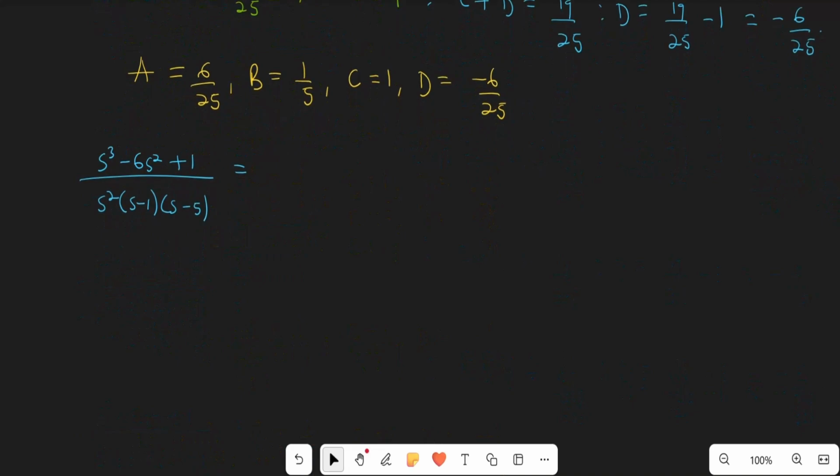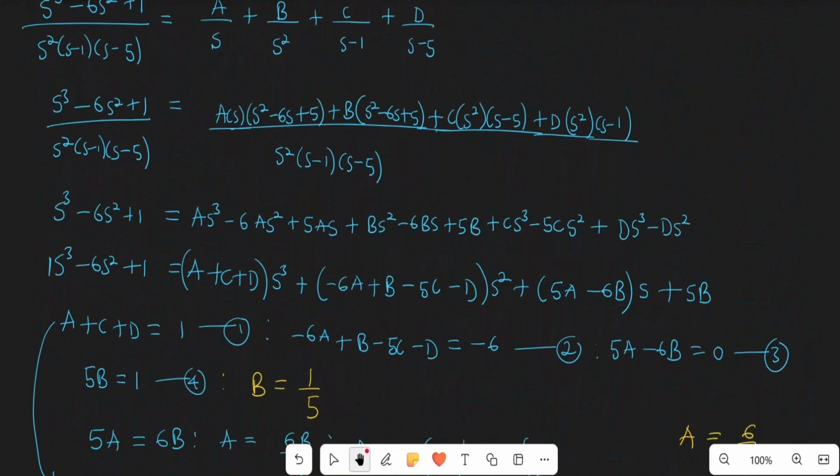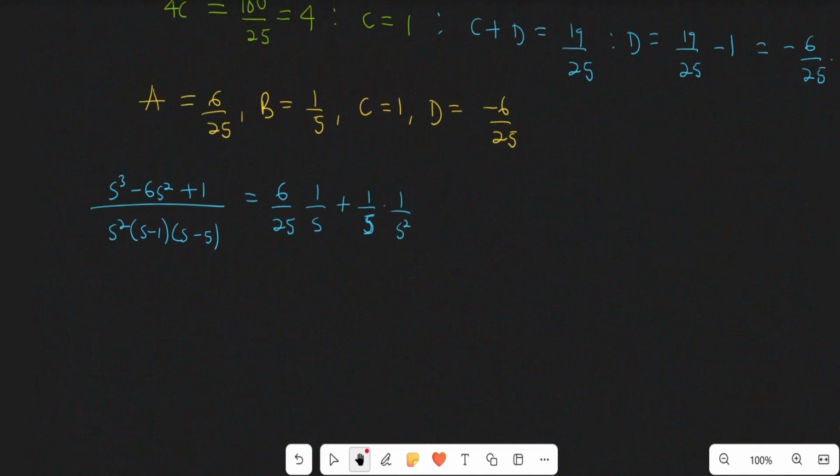So a over s, a is 6 over 25. So 6 over 25 over s, that is the same thing as 6 over 25 times 1 over s, like this. Plus b over s squared, b is 1 over 5. That is going to be 1 over 5 over s squared, the same thing as 1 over 5 times 1 over s squared. Alright, now the next one is going to be plus c over s minus 1 plus d over s minus 5. So plus 1 over s minus 1 plus d over s minus 5, and d is negative 6 over 25.